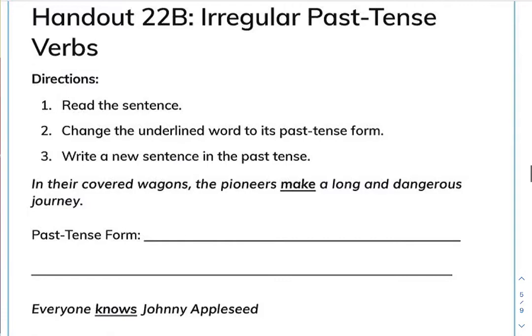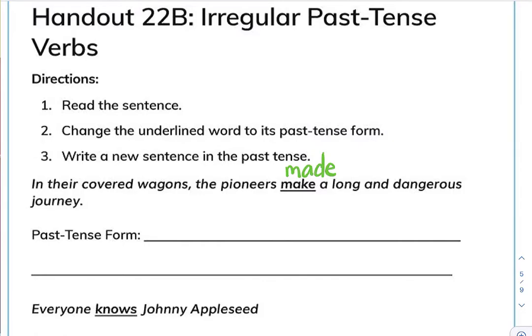Let's look at our first sentence here. In their covered wagons, the pioneers make a long and dangerous journey. So the word that is underlined is what we're going to change. We need to change it to its past tense form. Before we rewrite the entire sentence, let's change that one word, make. Let's change it to its past tense. So I might make a card for my friend today, or yesterday I made a card. So the pioneers made a long and dangerous journey.